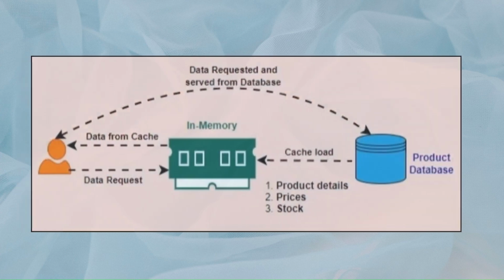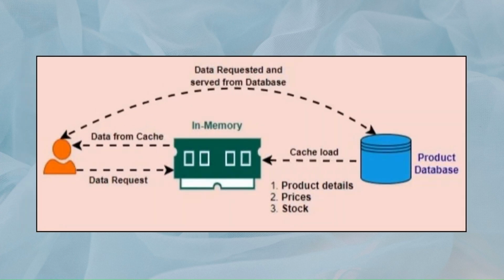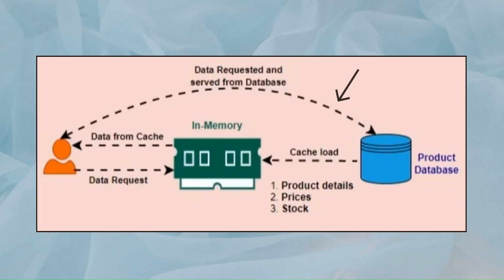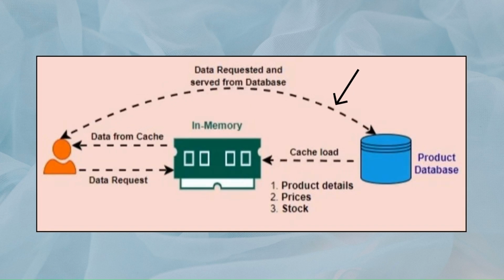When a user visits the e-commerce platform to view product listings, the system first checks the cache for the requested product information. If the data is found in the cache, it is retrieved quickly and served to the user, resulting in a seamless browsing experience. However, if the data is not present in the cache, the system retrieves the information from the database, serves it to the user, and updates the cache to prevent future incidents of not finding the data in the cache.